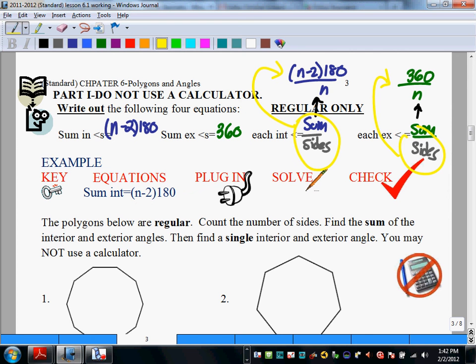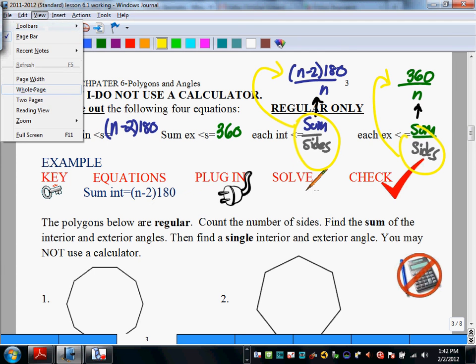Alright, got this down? Alrighty, so what I want here says the polygons below are regular. It says count the number of sides. So quickly, count the number of sides in 1 and 2. Go. Count the number of sides, 1 and 2.